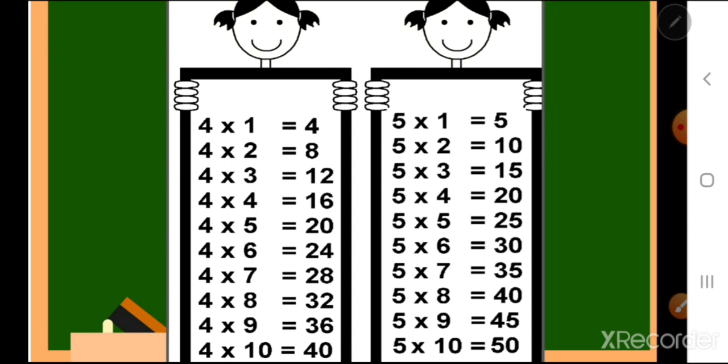5's table is very easy. 5 ones are 5. 5 twos are 10. 5 threes are 15. 5 fours are 20. 5 fives are 25. 5 sixes are 30. 5 sevens are 35. 5 eights are 40. 5 nines are 45. 5 tens are 50.